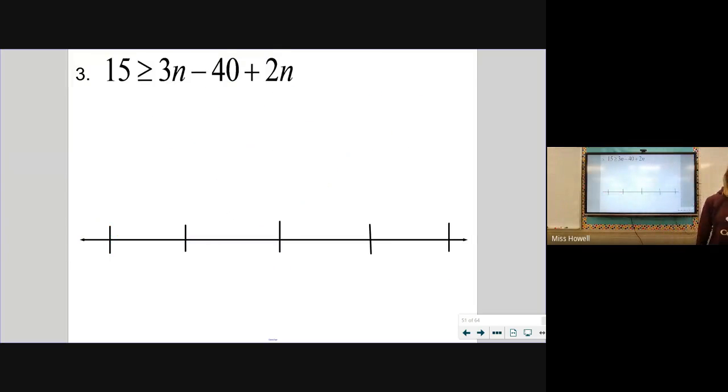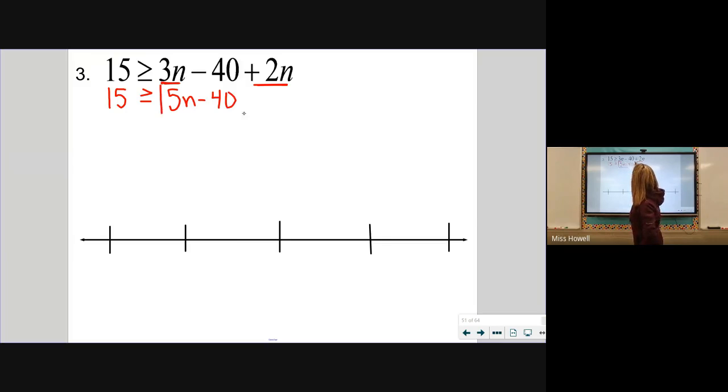All right, number 3. 15 is greater than or equal to 3n minus 40 plus 2n. Again, this one does not have any parentheses, so there's no place to expand using the distributive property. So we want to go straight to combining like terms. Over here with the side that's just 15, there's nothing to combine, so it's going to stay as 15. The greater than or equal to needs to come down in between. We have a term of 3n and a term of 2n that can go together. That would give us 5n minus 40.